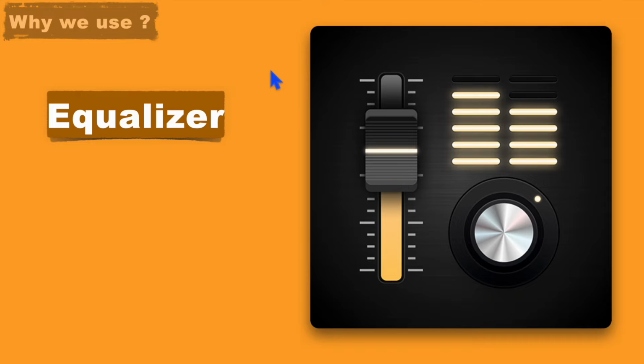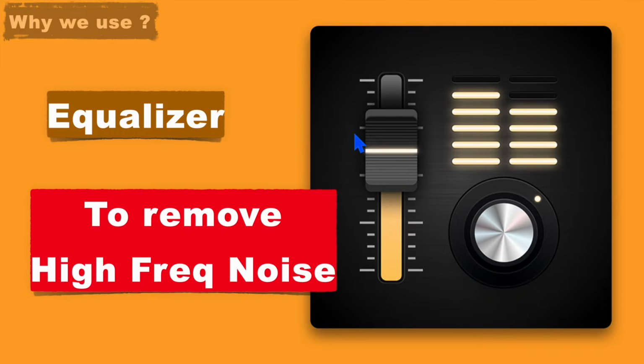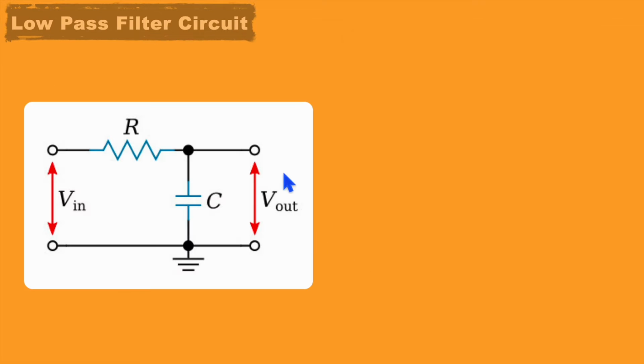It is mostly used in audio equalizers to remove all the high frequency noises from the input and allow only the low frequency signals. Now let's see its circuit diagram. This is a basic passive RC filter where this resistor and capacitor are connected in series and connected to the input supply voltage, and the output voltage is taken across this capacitor.